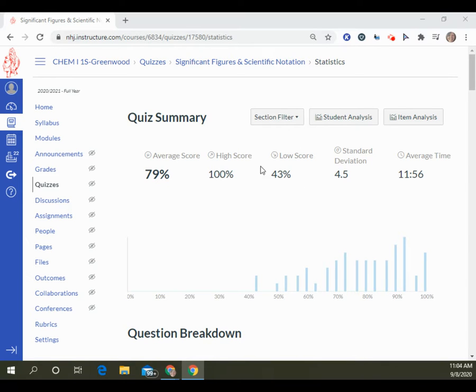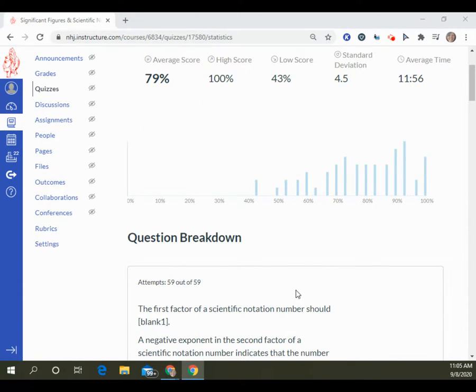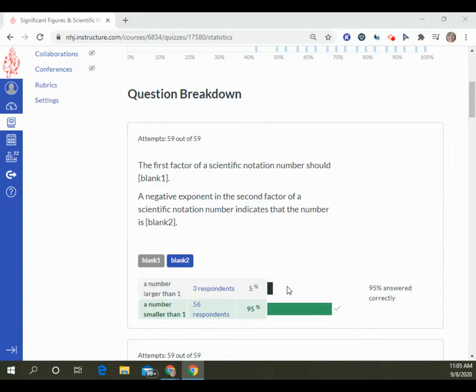Our low score is 43%. That's a pretty stinky grade. So you can see our breakdown. We did have some 100s, so that was good. But let's talk through each question and make sure you understand what you did wrong and maybe what you did right. The first one was about scientific notation.